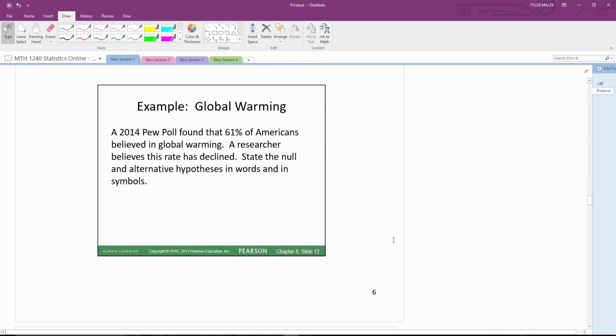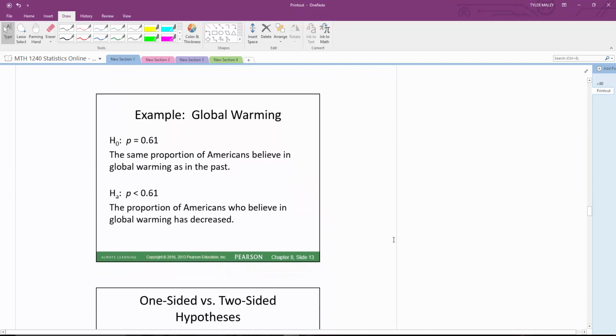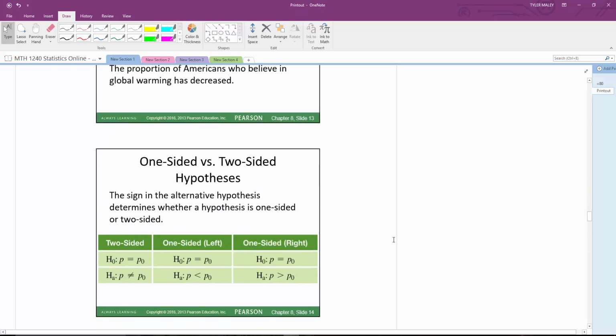So here's another example of global warming. A 2014 Pew poll found that 61% of Americans believed in global warming. A researcher believes this rate has declined. State the null and alternate hypothesis in words and in symbols. So remember, the null hypothesis always has equals. So the null hypothesis is P equals 0.61. In words, that means the same proportion of Americans believe in global warming as in the past. And then the alternate hypothesis is P less than 0.61. So the proportion of Americans who believe in global warming has decreased.